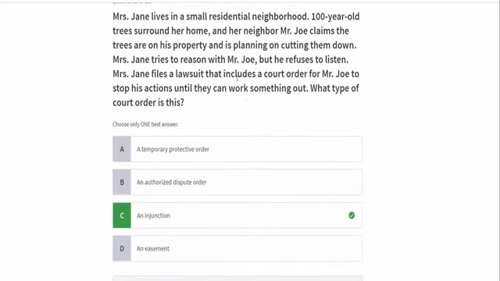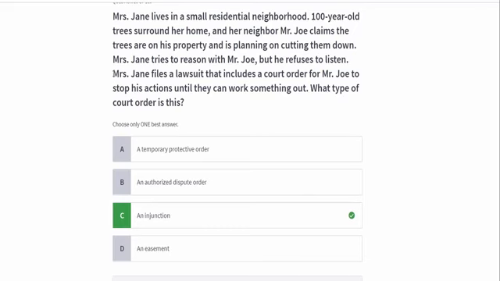Now, when you're looking at this problem, you might be wondering, this is a lot to unpack. When you are dissecting these problems, my advice for you guys is to just read the first sentence that sounds like it's important, and then the very last sentence that's the question. So for this one, I would read this here. Mrs. Jane files a lawsuit that includes a court order for Mr. Joe to stop his actions until they can work something out. What type of court order is that?